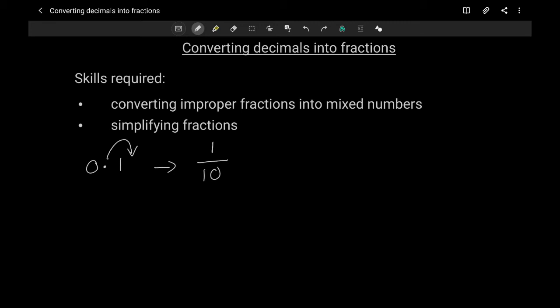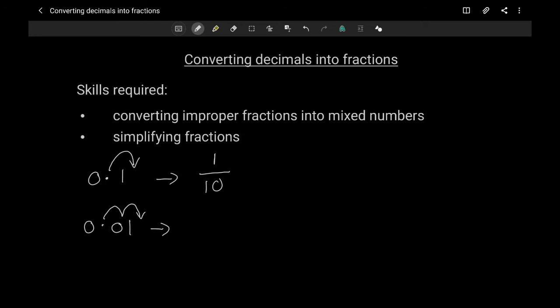So say we want to convert 0.01 into a fraction. We simply move the decimal point 2 places. So what we get is the numerator will be 1 and the denominator will be 100.